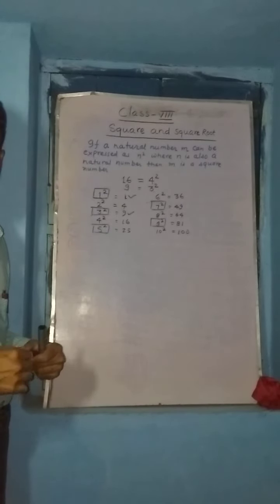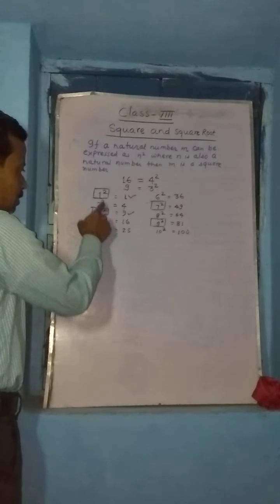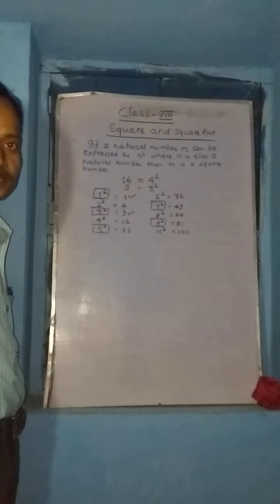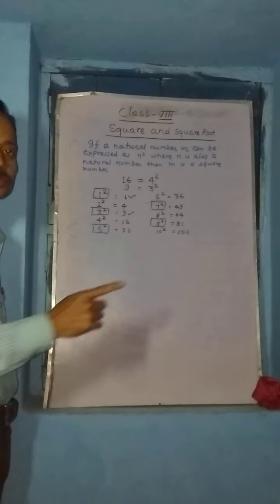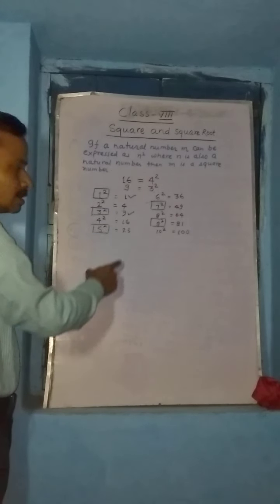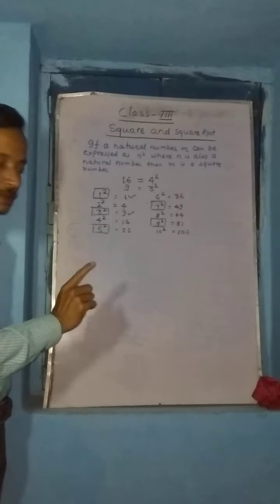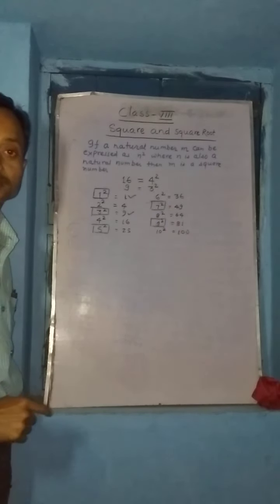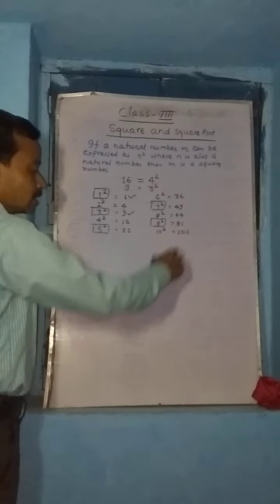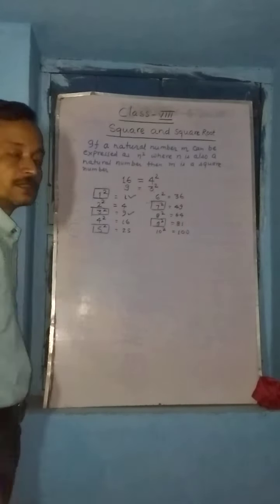In the same way, when we see a square of 2, a square of 4, a square of 6, a square of 8, a square of 10, we see that a square of an even number is also an even number. The square of 2 is 4. 4 is an even number. Square of 4 is 16. 16 is an even number. Square of 6 is 36. 36 is an even number. Square of 8 is 64. This is also an even number. And the square of 10 is 100. This is also an even number. So we observe that a square of an even number is also even, while a square of an odd number is also an odd number.